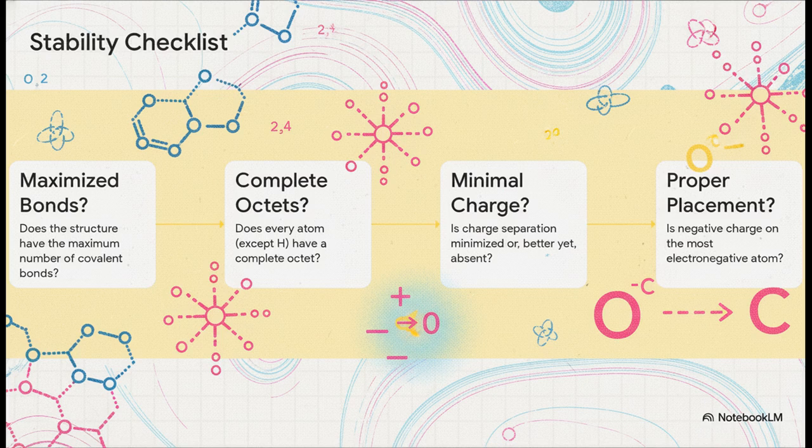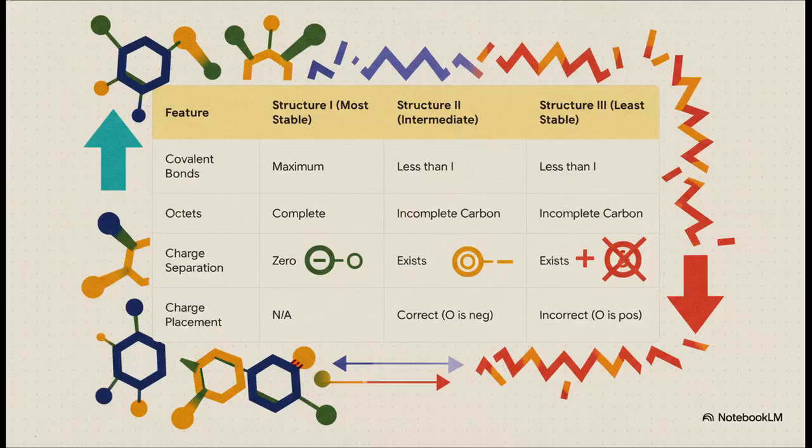They'll have complete octets of electrons around as many atoms as possible. They'll have minimal or zero charge separation. And if there is a negative charge, it had better be on the most electronegative atom. Let's use this checklist on a real example. So structure I, it's the star of the show. Maximum bonds, all the octets are complete, no charges anywhere. This one is by far the biggest contributor to the hybrid.